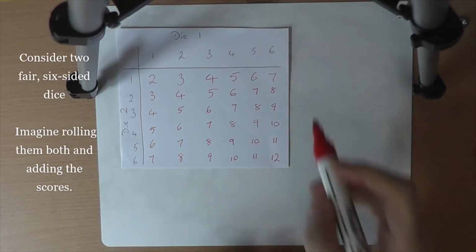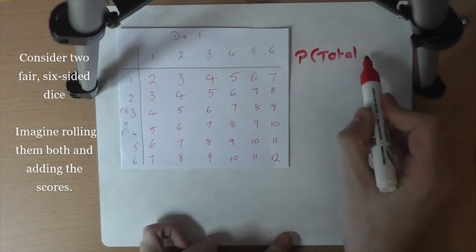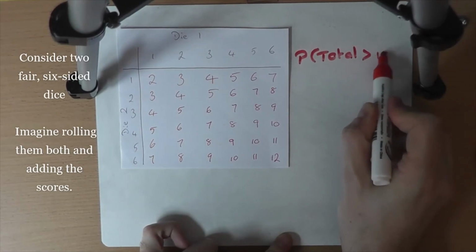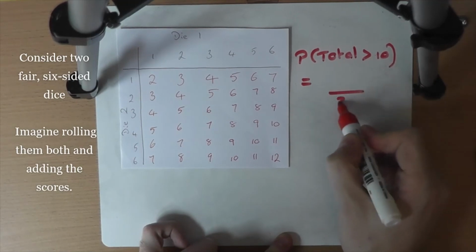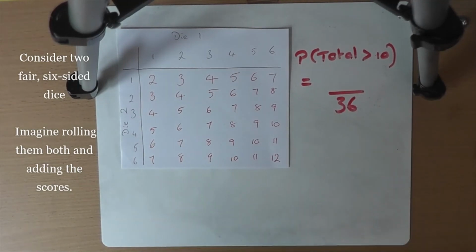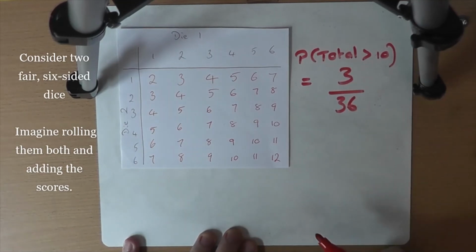We could find, for example, the probability that the total is more than 10. Well, there's 36 options in total, so we're out of 36, and we need to then count up how many of those are more than 10, and that's strictly more than 10. 1, 2, 3. So 3 out of 36.